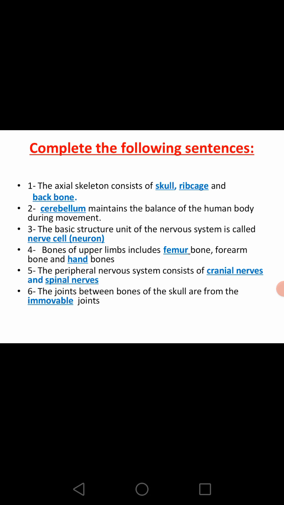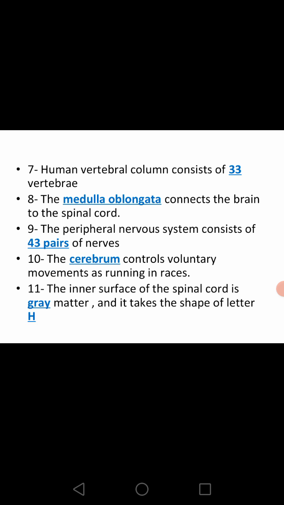Number 6. The joints between the bones of the skull are immovable joints. We have three types of joints: immovable joints, slightly movable joints, and freely movable joints. The skull joints are immovable joints. They don't allow any movement.